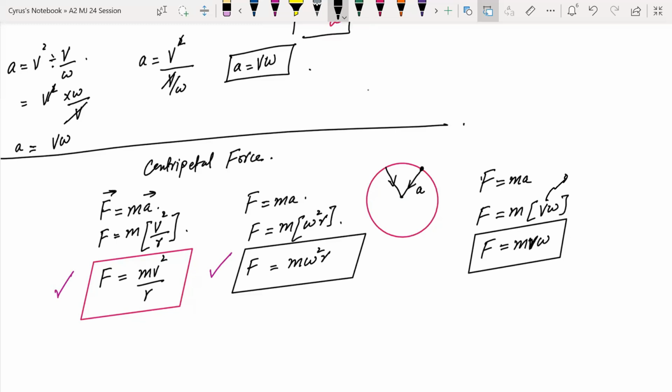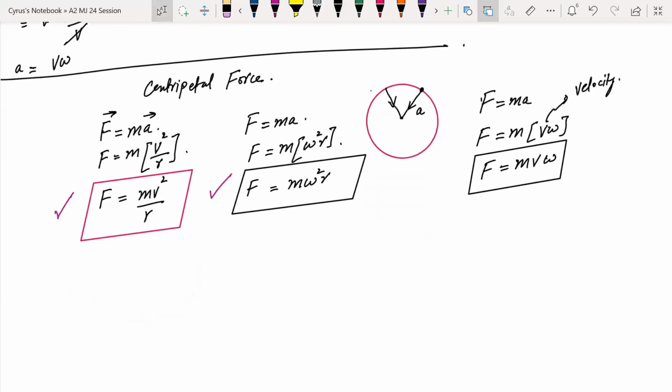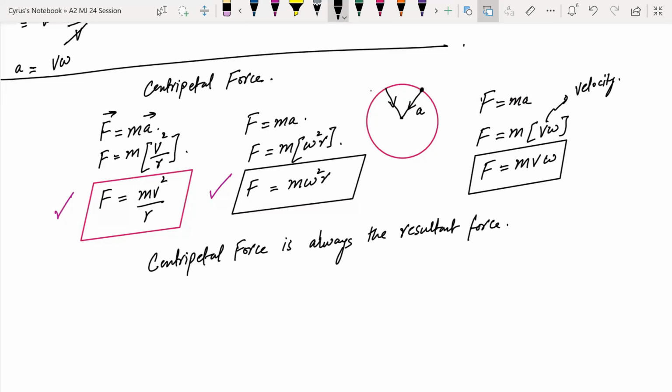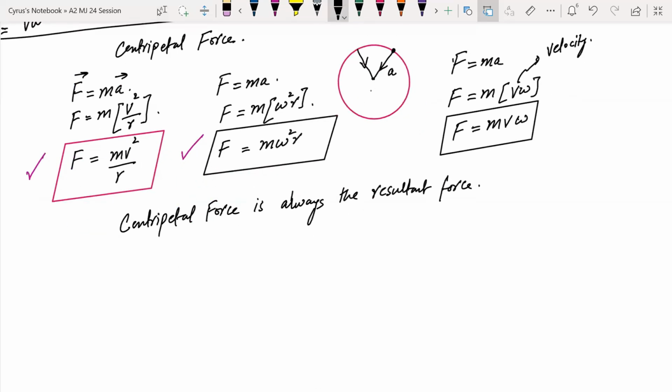This is the velocity. One thing you people have to always remember: centripetal force is always and always the resultant force. We can have a number of forces acting in a circle, but the centripetal force is always the resultant force. Remember that. So for example, we have something like this.